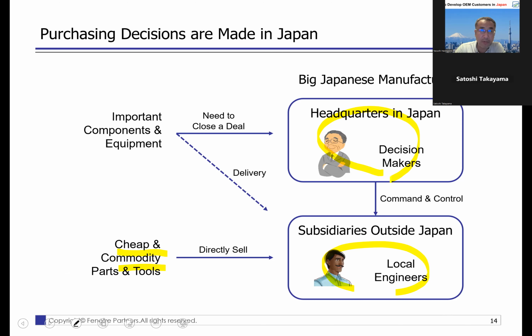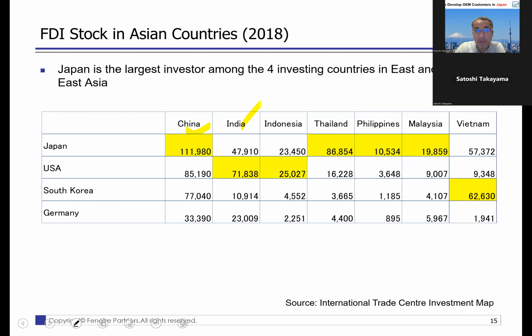And you will have some additional advantage. So probably many of you have developed customers in other Asian countries like China, India, Indonesia, Thailand. If you do business development activities in such Asian countries, I believe you often encounter Japanese companies. There are extreme cases, like Thailand. If you are selling automotive parts, over half of the automotive companies in Thailand are Japanese, but they don't purchase from you because the decision makers are in Japan.